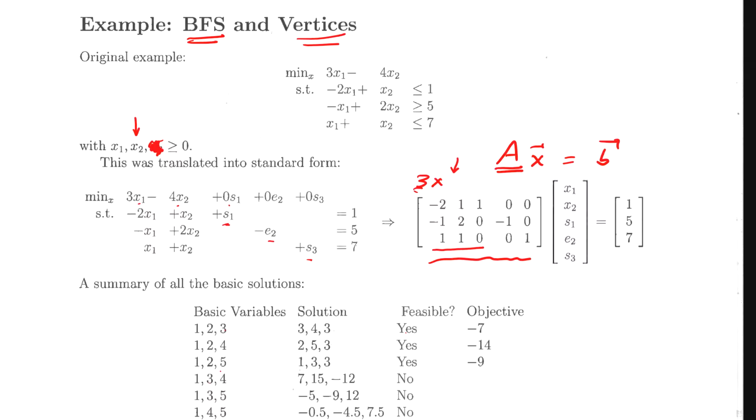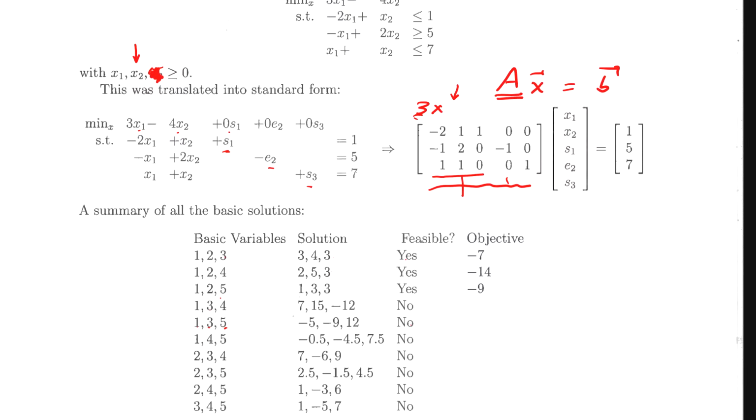Similarly, if I'm using variables 1, 3, and 5, I would solve my system, and that means 2 and 4 are equal to 0. Then I would end up with -5, -9, 12. That corresponds to a non-feasible solution, because of the negative values. Good, and so on. I will include all of these here, and you can check these for yourself at your leisure, but they all turn out to be non-feasible.